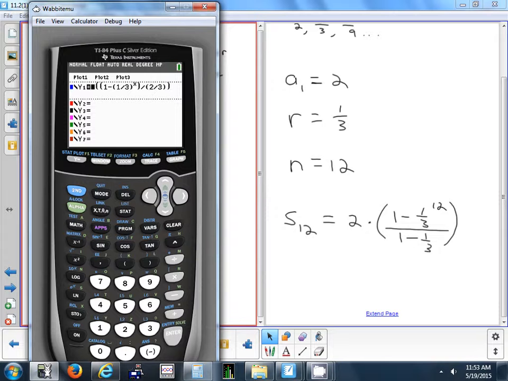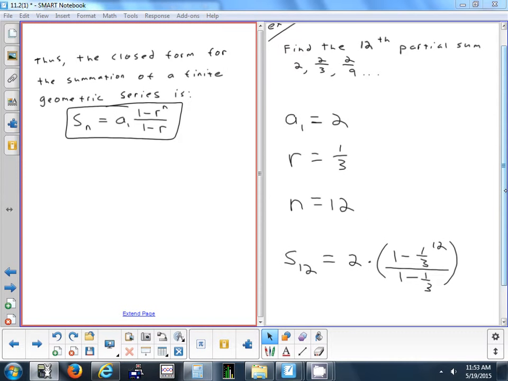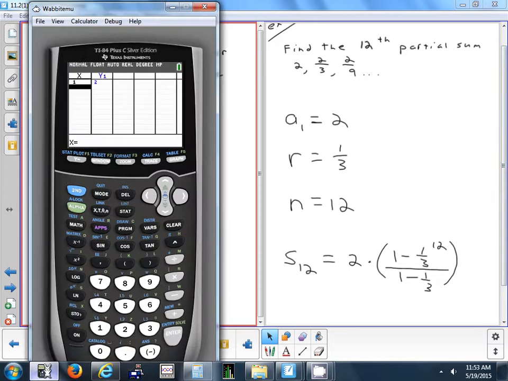Now, this time, I let the exponent be x. That way I can plug it into the table, and I can find the 12th partial sum, the 10th partial sum, the first partial sum. I can let x be anything I want. Okay, so before we jump to 12, let's just find the first partial sum. Well, it's 2. It's just my first term. Okay, the second partial sum should be 2 plus 2/3, or 2.6 repeating. And it is. The third partial sum would be what you get when you add up those 3 numbers.